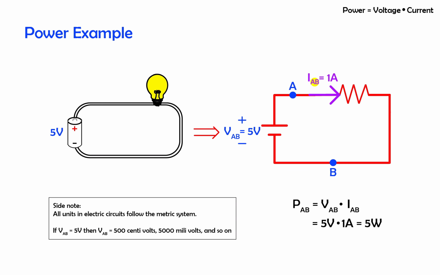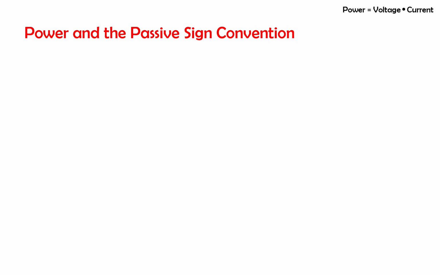A side note before we continue. All units in electric circuits follow the metric system. So if we have VAB equals 5 volts, then it's true that VAB equals 500 centivolts, 5,000 millivolts, and so on. We said the importance of the passive sign convention will become apparent when we talked about power. So let's keep that promise.